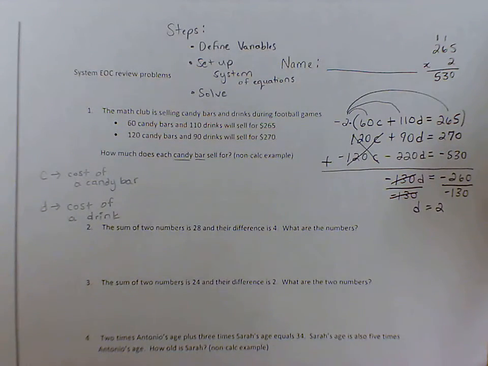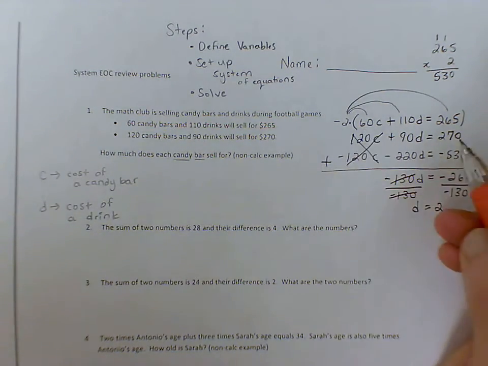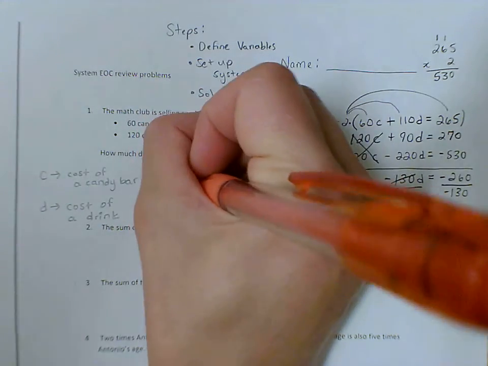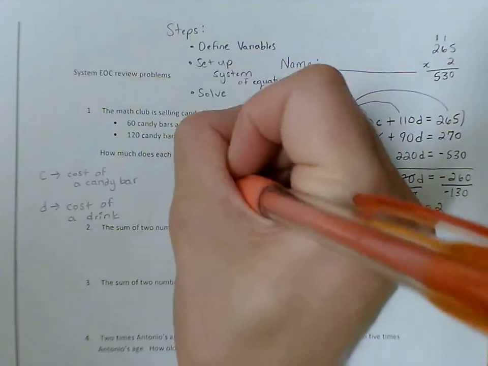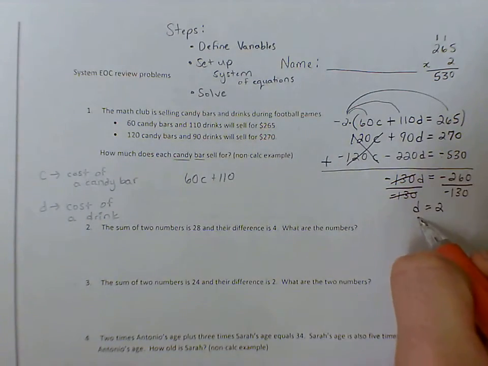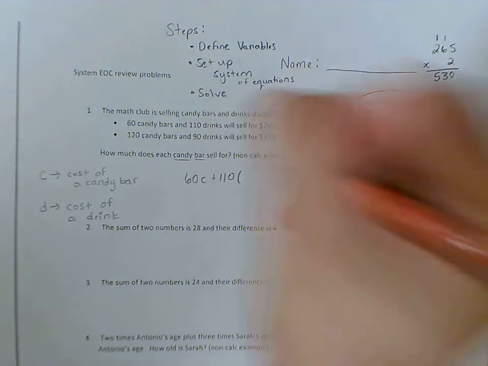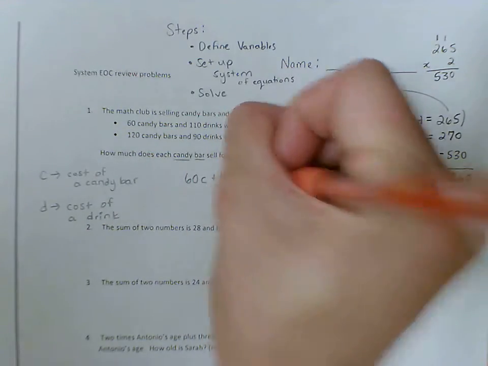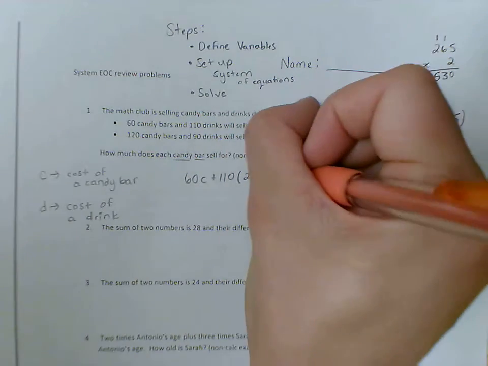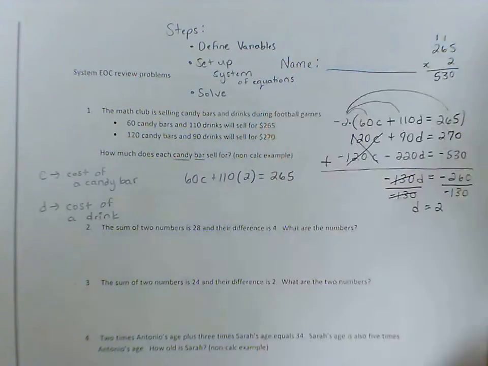I usually just pick the one that looks easier, and so they both kind of look a little complicated, so I'm just going to pick this first one here. So you take that equation and you copy it down. And then whenever you get to D, you're going to plug in what you got for D. So it'd be 110 times 2, because that's my cost of a drink. And then I copy down the rest of it. And then I just have to simplify.